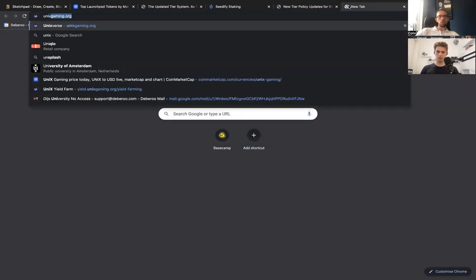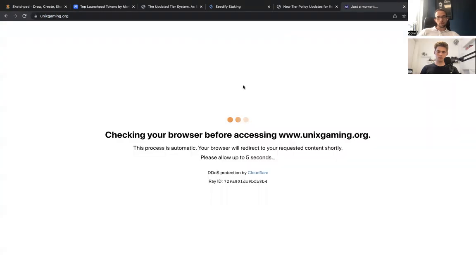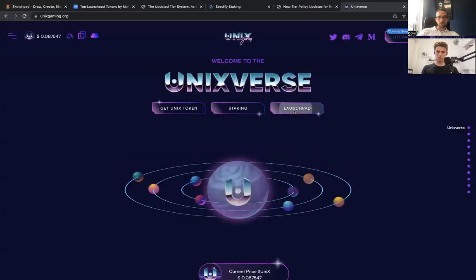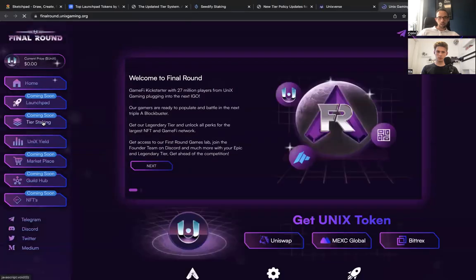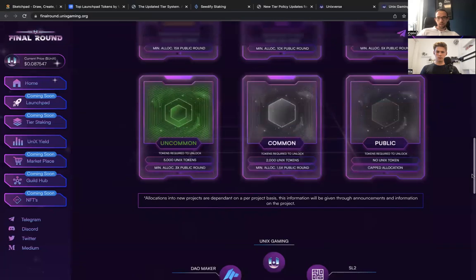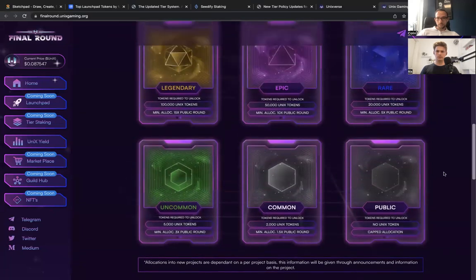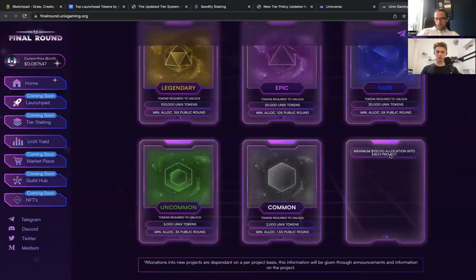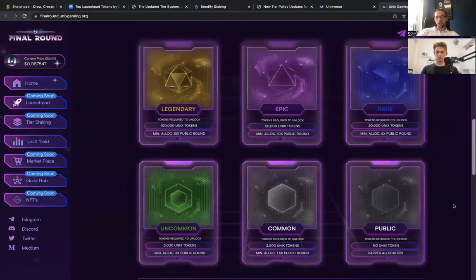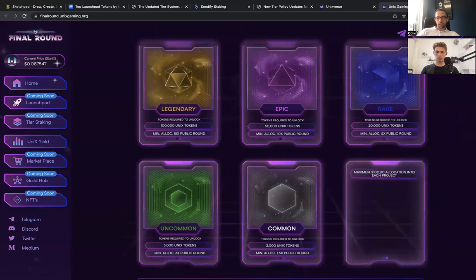So if we go to Unix Gaming, then we can look at their tiers, because they have also quite extensive tiers. Launchpad tiers. I think the tiers are here somewhere anyway. Yes. So we have 6 tiers. Public, maximum $100 allocation into each project, no Unix token requirement, and capped allocation. So basically it's leftover allocation. That's what you can read from this.